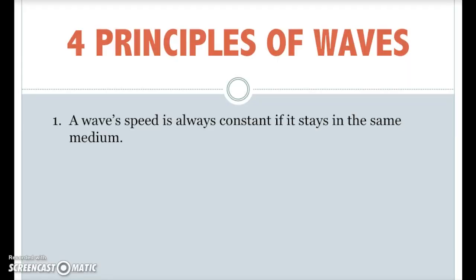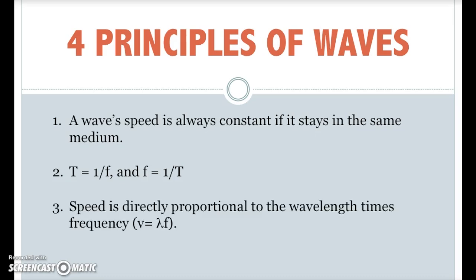There are also 4 principles that apply to every single wave, and here they are. The first is that a wave's speed is always constant if it stays in the same medium. It's never going to change if it stays in that same medium. The second principle is actually an inverse relationship. The period of a wave equals the inverse of the frequency, and the frequency of a wave equals the inverse of the period.